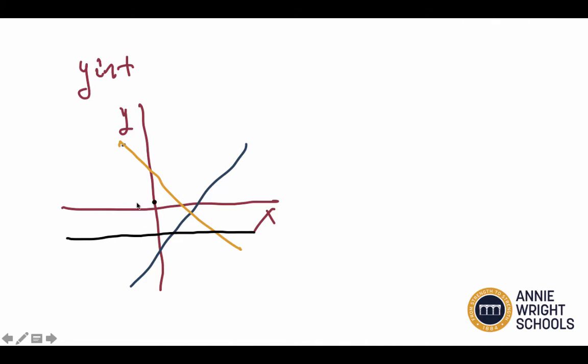All three of these lines have a y-intercept, a point that crosses the y-axis, a point where x is equal to 0. If you look at this line here in gold, the y-intercept is right there. It's a positive number. The line in black has a y-intercept right there. It's a negative number. And the line in blue also has a negative y-intercept, and it's more negative than the line in black.